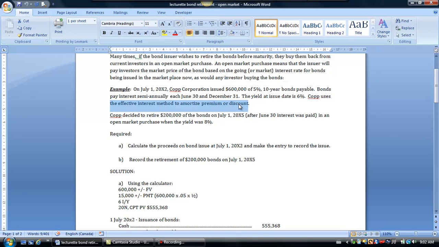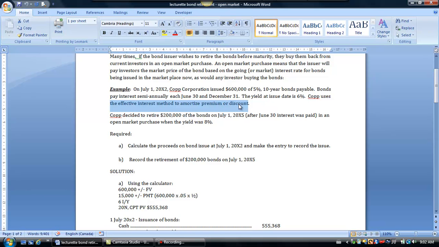And again, we're using the effective interest rate method to amortize any premium or discount, which means we're going to use the carrying value of the bonds to open the period and multiply it by the market rate for that period in order to calculate the amount of premium or discount that we're amortizing.